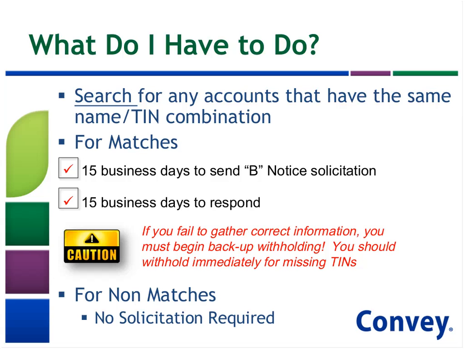So when you find matches, you have 15 business days to send your B notice solicitation. So this is really a B notice W-9 solicitation letter. And then there's 15 days to respond. If you fail to gather the correct information, you must begin backup withholding. You should withhold immediately for missing TINs.